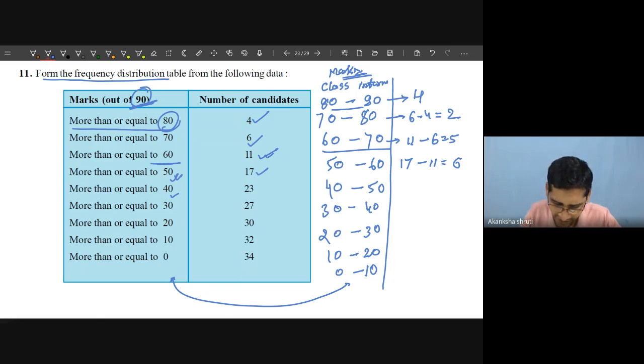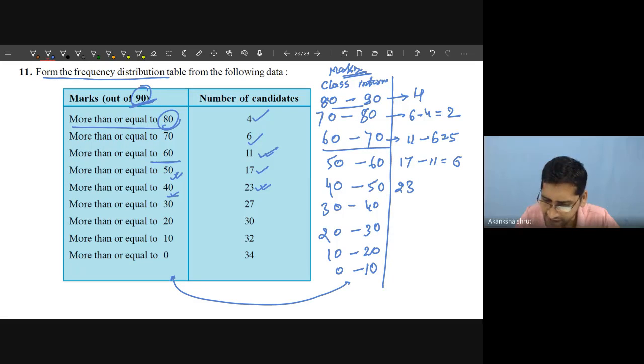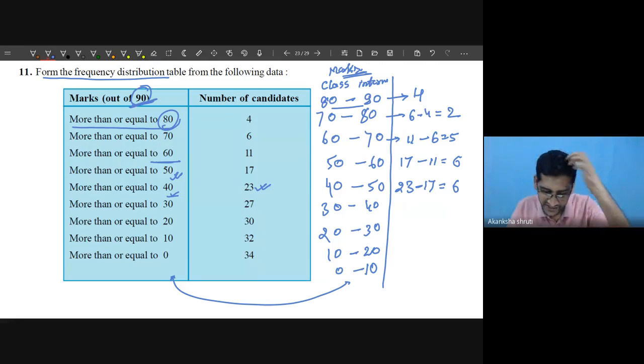The next one is 40 to 50. 23 is the cumulative frequency. So 23 minus, before this there is 17. So the next 6. This way you have to observe it carefully and you have to write it while converting. It is asked. Take one more. So more than 30. It is our 27. So it includes 30 to 40 as well as more than 40, which is our 23. So minus 23. It becomes 4.